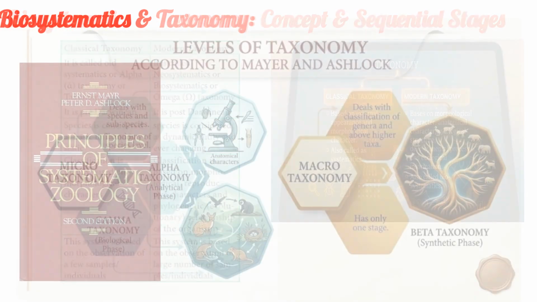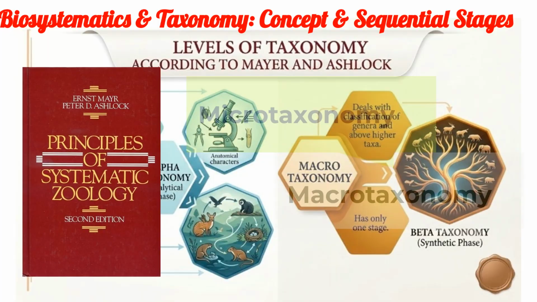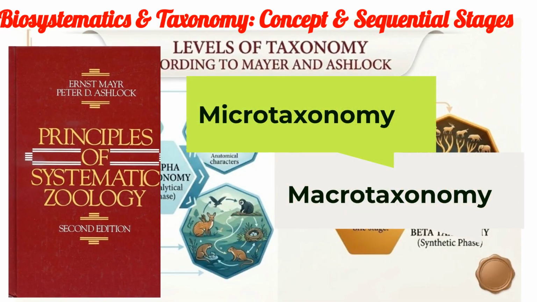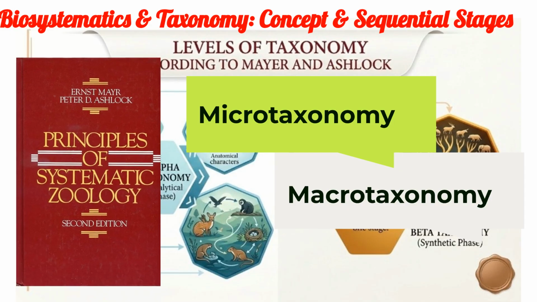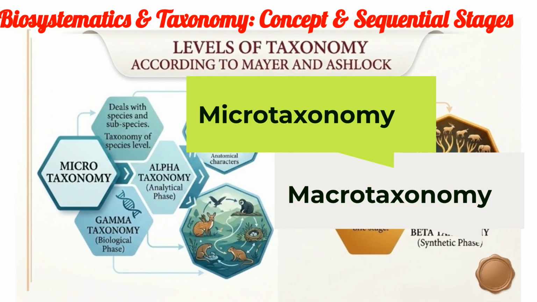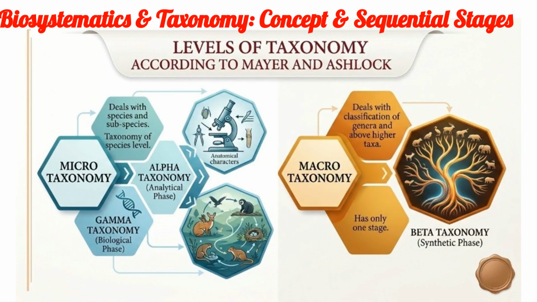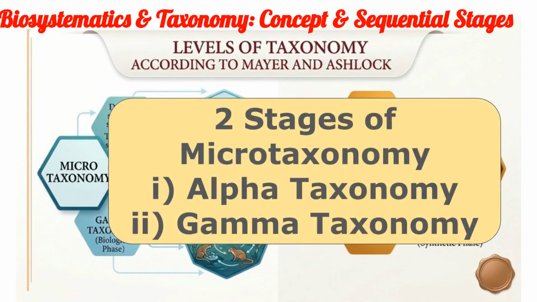In biological classification, Ernst Mayr and Peter Ashlock divided taxonomy into two main branches, microtaxonomy and macrotaxonomy. Let us break down what each stage means. Microtaxonomy works at the individual species and subspecies level. It operates in two main phases: one is alpha taxonomy and the second is gamma taxonomy.